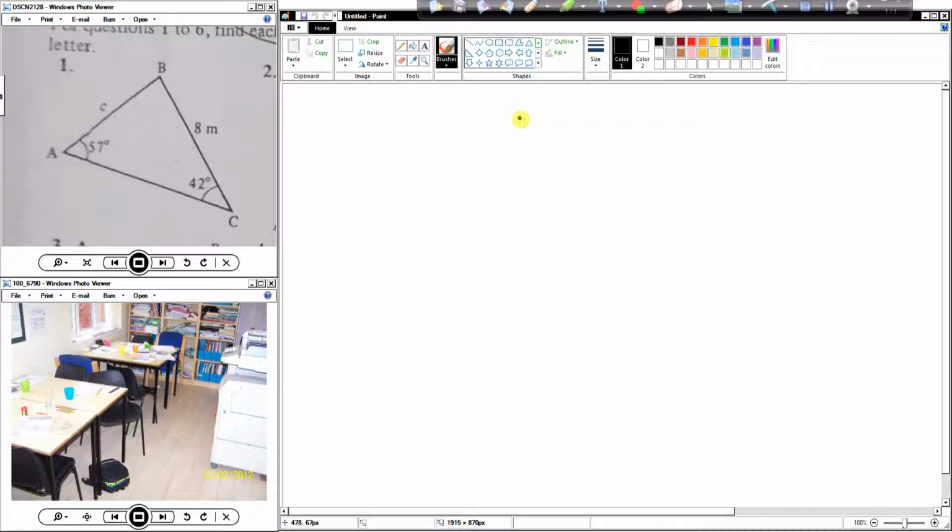We're looking at sine rule. So we've got the example on our left-hand side. We're looking at one for the first question. Now, sine rule is a rule that links corresponding lengths and their angles.